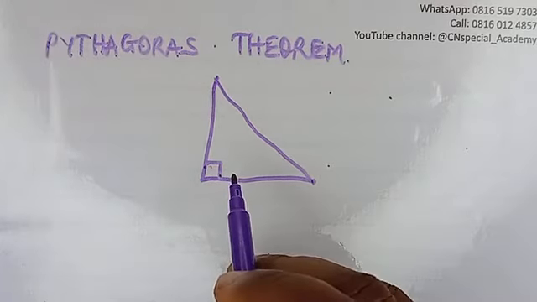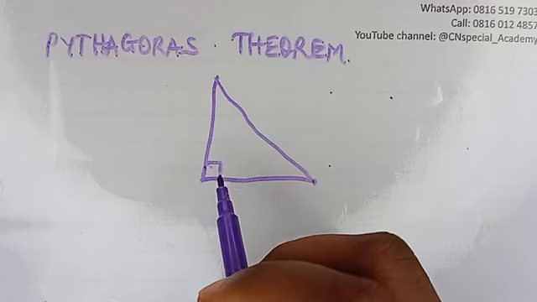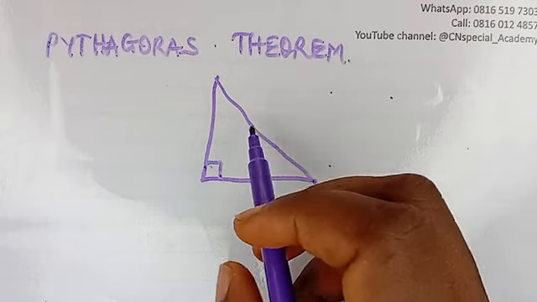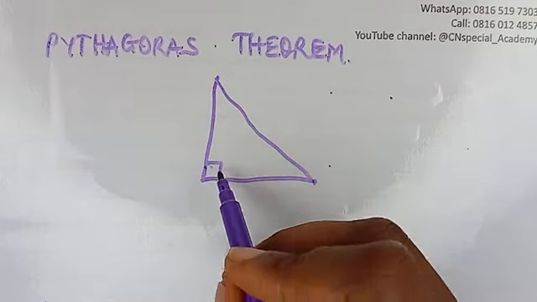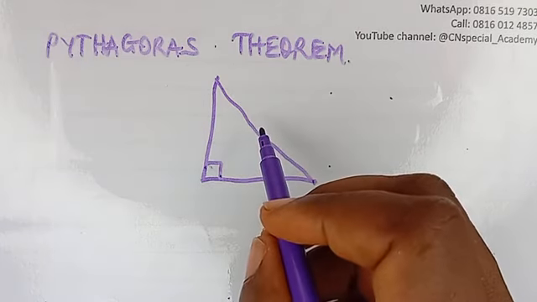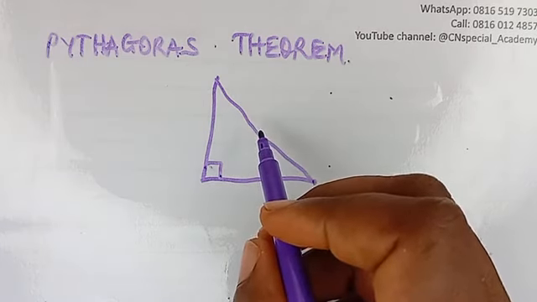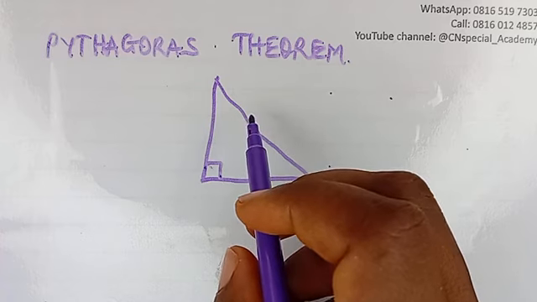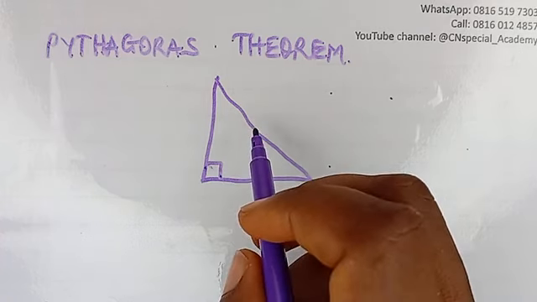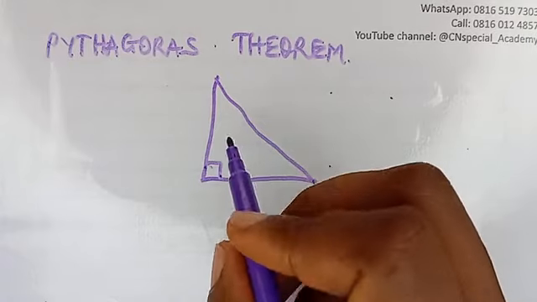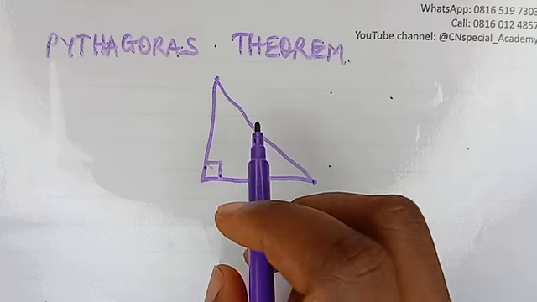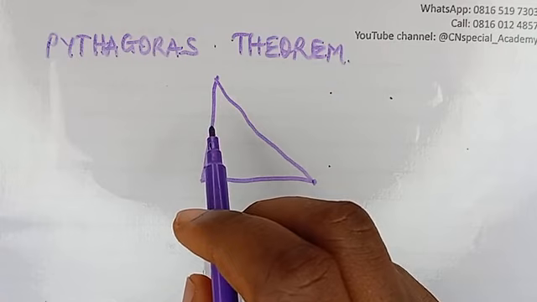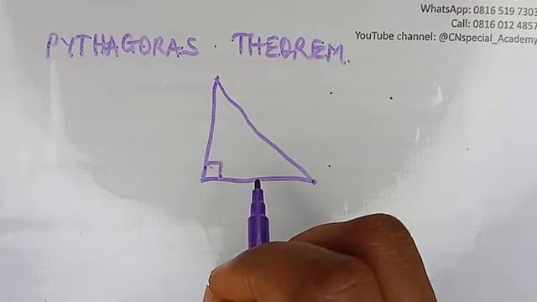Before we go further, it's important for us to recognize the parts of a right-angle triangle. This part opposite the 90 degrees is called the hypotenuse, and that is the longest side of every right-angled triangle. The square of this side is equal to this other side squared plus this other side squared.